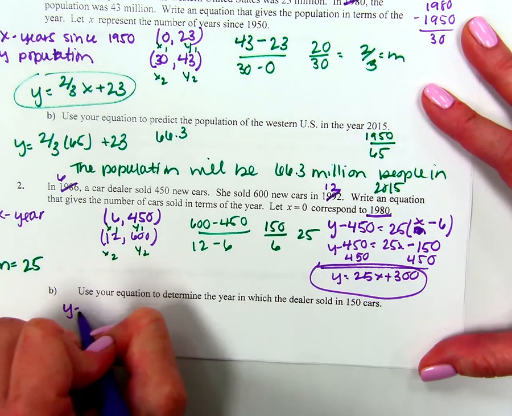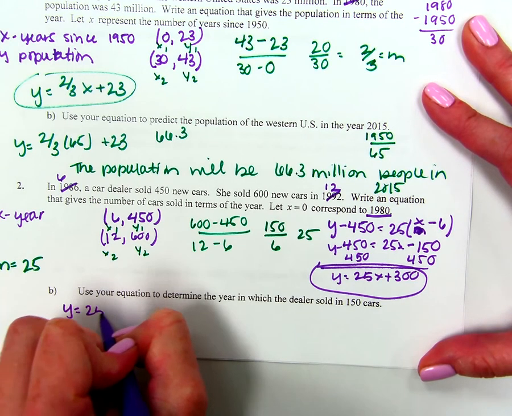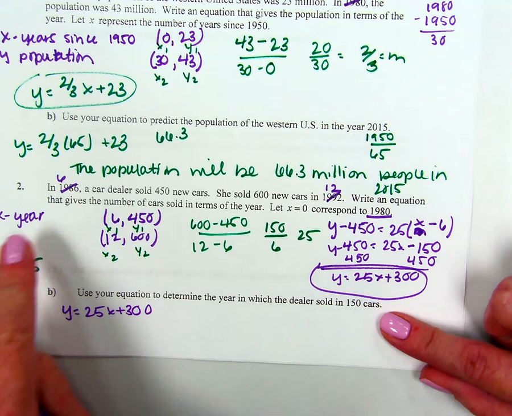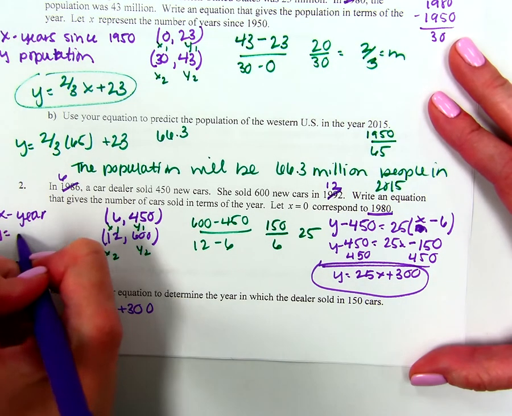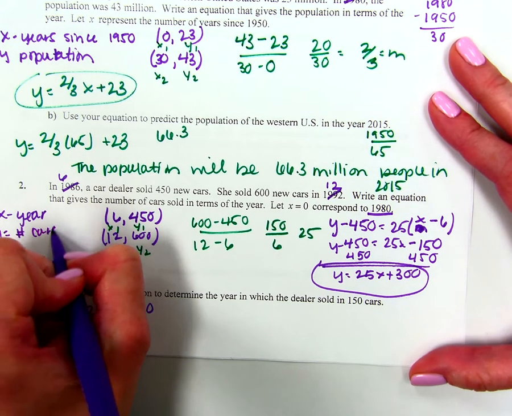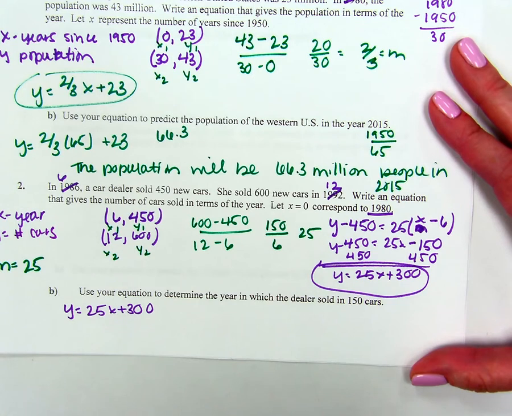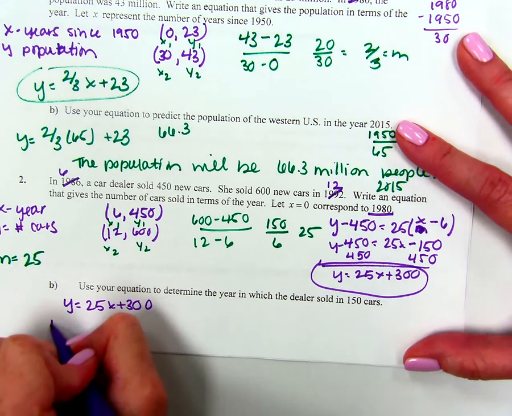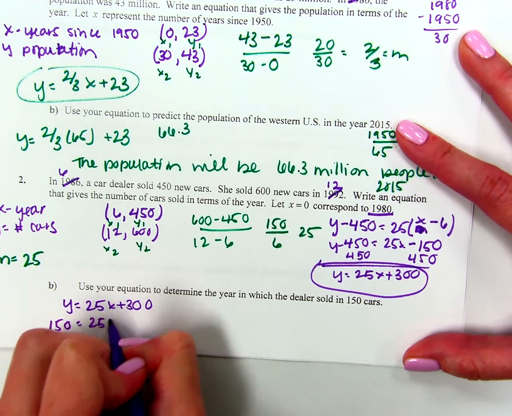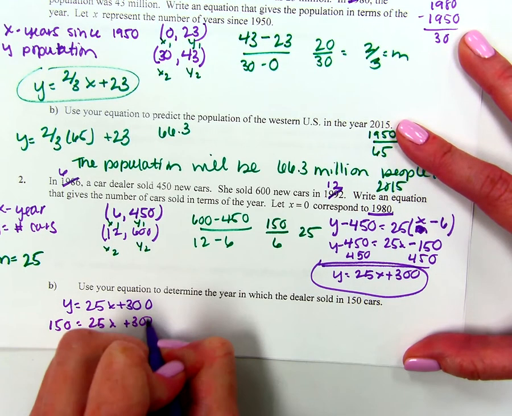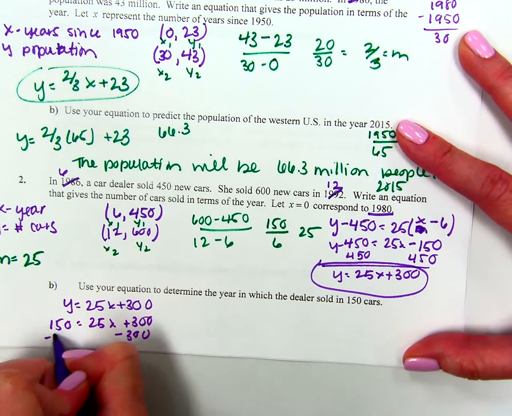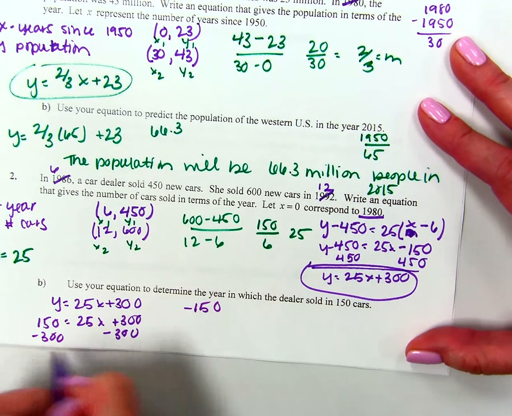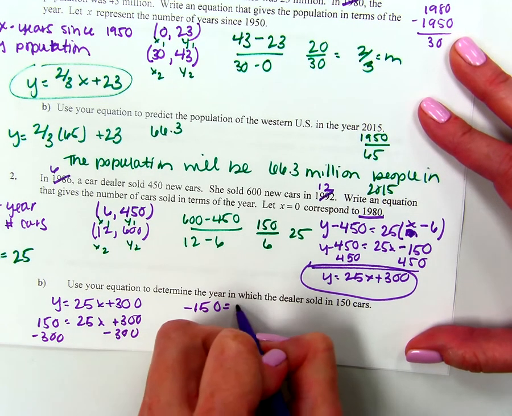So I'm going to rewrite y equals 25x plus 300. So I'm looking for the number of cars sold. So x is my year, y was my number of cars. So I sold 150 cars, so I'm going to put that in my y. So 150 equals 25x plus 300. So I'm going to subtract 300 from both sides. So I now have negative 150 equals 25x.